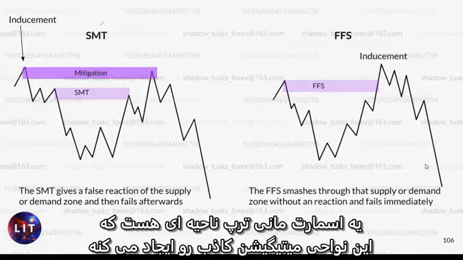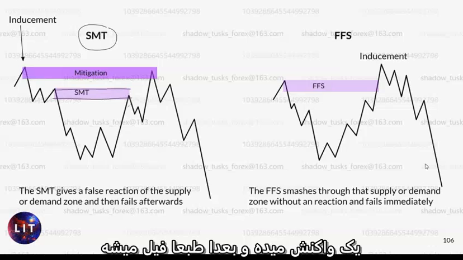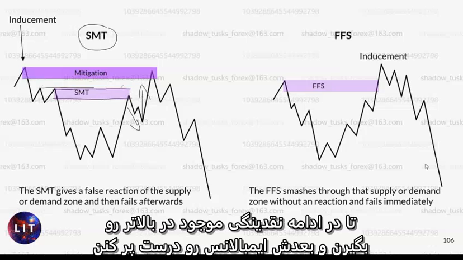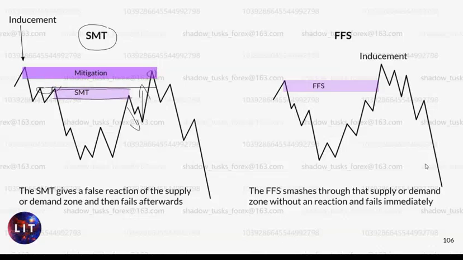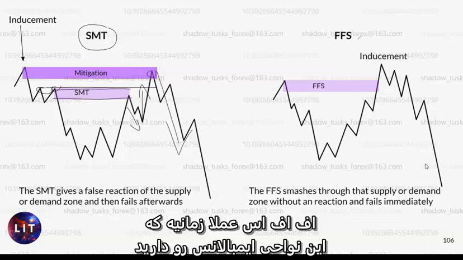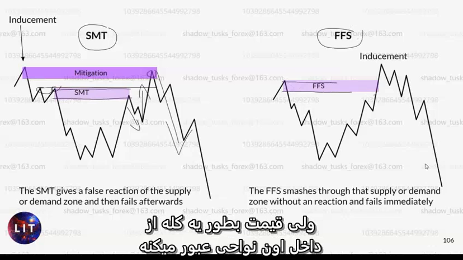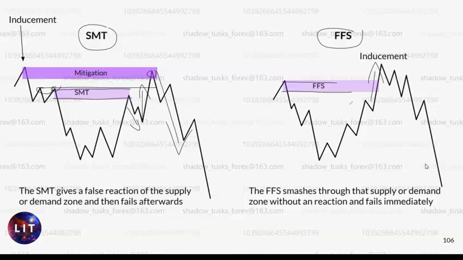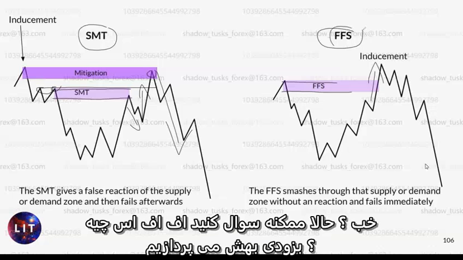A smart money trap is an area which fakes these false mitigation areas and gives a reaction, but then obviously fails, in order then to grab the liquidity higher and then properly mitigate. An FFS is literally when you have these areas of imbalances, but price just shoots straight through those areas. Okay, so you might ask, why is it called FFS? We will dig into it in a bit.